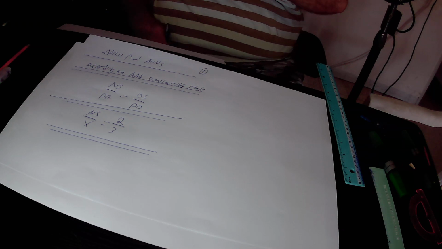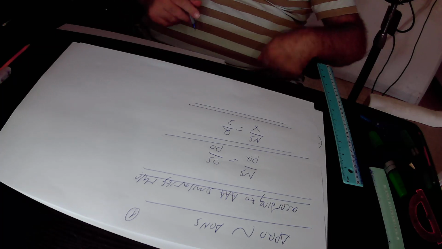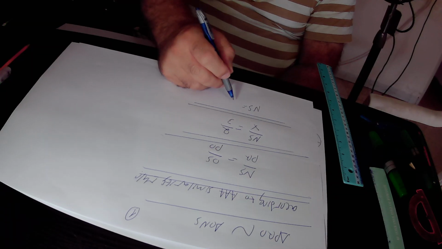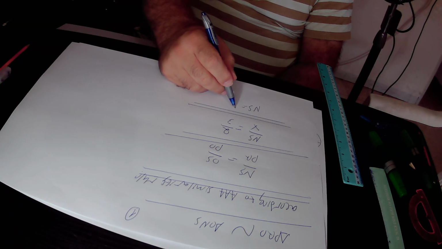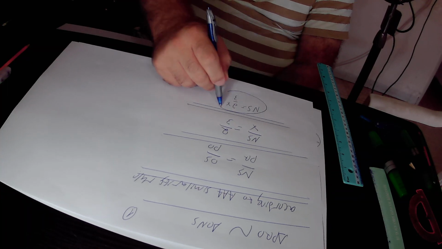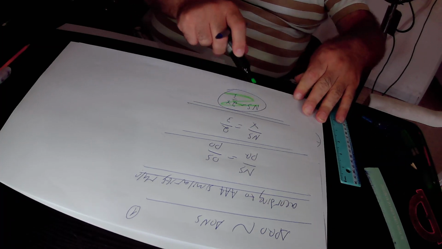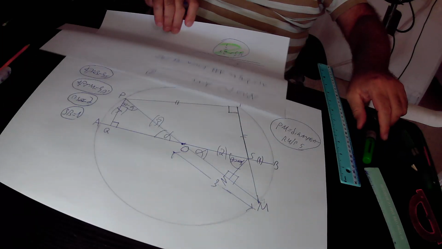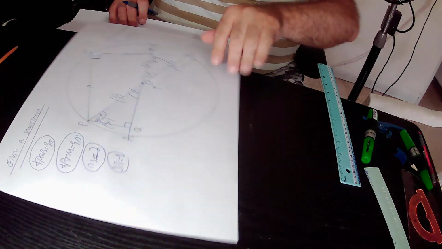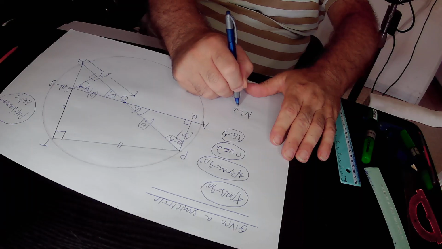Here we will multiply this equation by x, and we will get that the missing side NS equals 2x over 3, or 2/3 x. So this is the missing side, line segment NS, that equals 2/3 x. Write it down: NS equals 2/3 x.